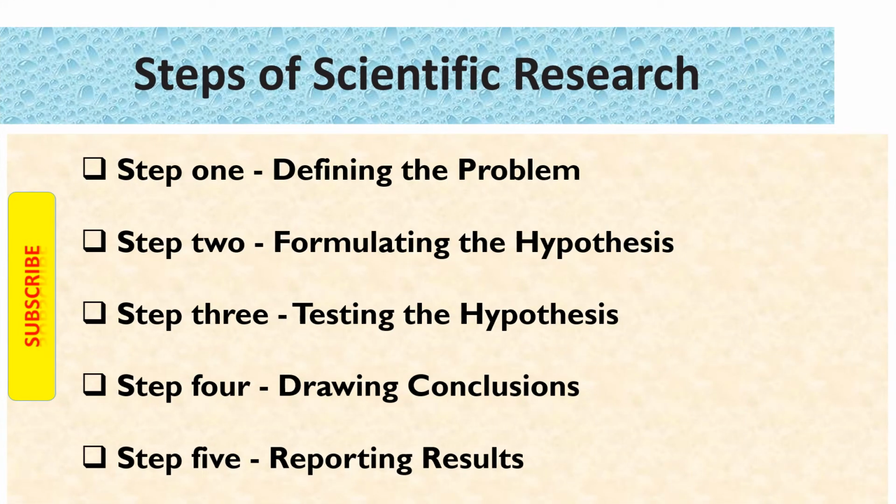There are several stages or steps that are taken in the scientific research methodology process. These steps include, there's 5 steps. That's step 1, defining the problem. Step 2, formulating the hypothesis. Step 3, testing the hypothesis. Step 4, drawing conclusions. And the final stage, which is step 5, reporting results. I'm going to describe each of these steps in great detail as we proceed.